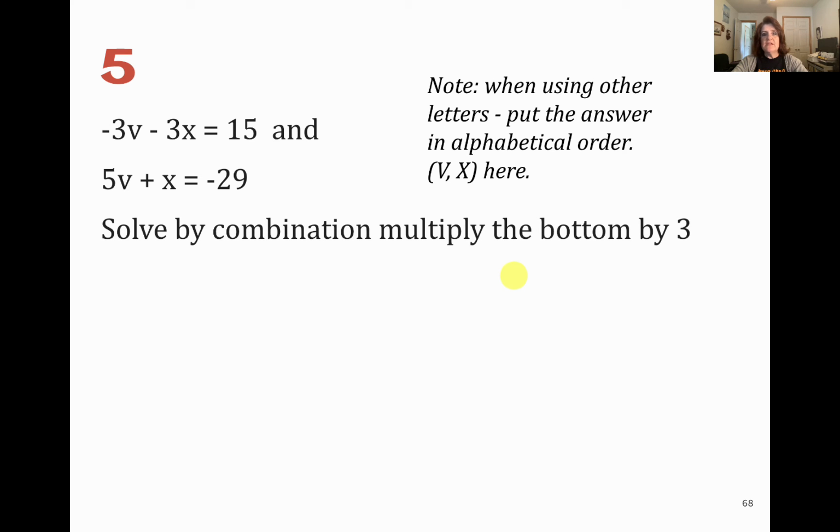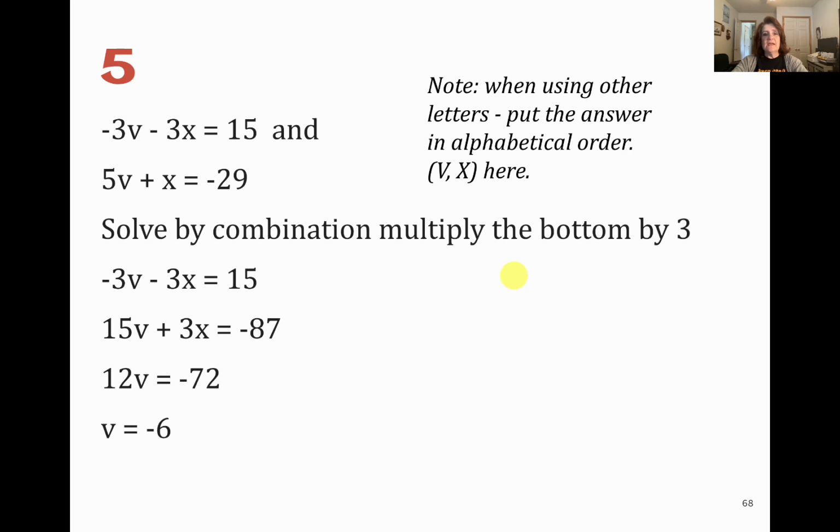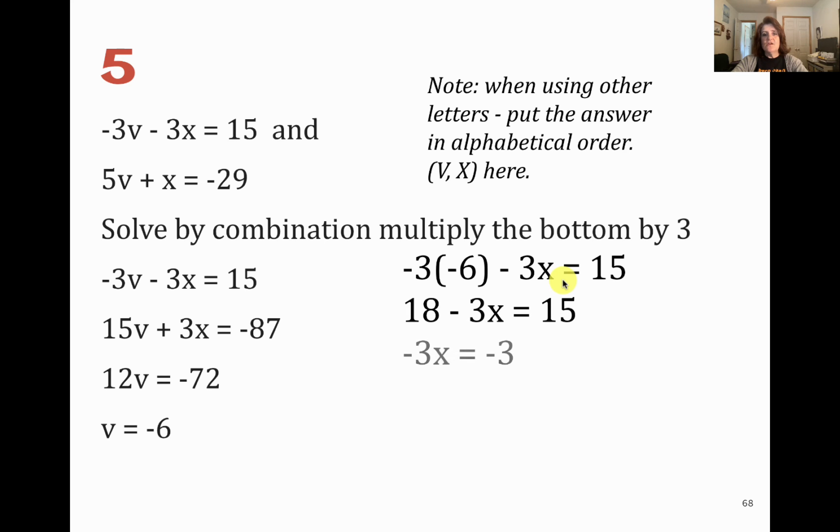Here we're going to solve by combinations. By multiplying the bottom equation by 3, we get the top equation and now the new bottom equation. Adding straight down, we get 12v is equal to negative 72, so that v is negative 6. Once we know that v is negative 6, we can go back to any equation. I went back to the very top. 3 times negative 6 minus 3x equals 15. Solving that, x should equal 1, so your answer should be negative 6, 1.